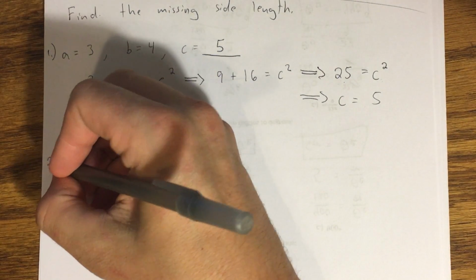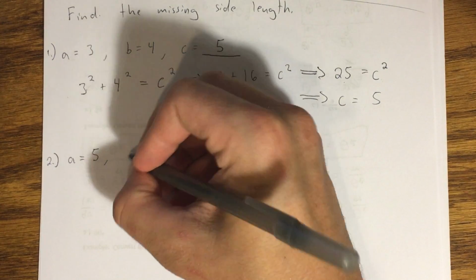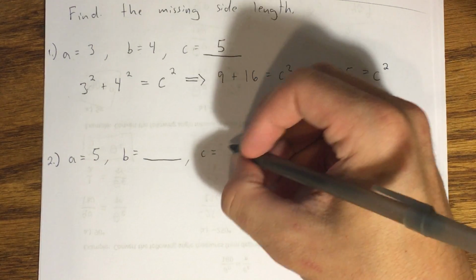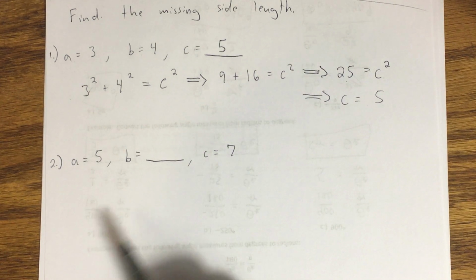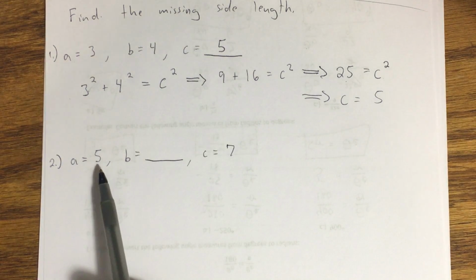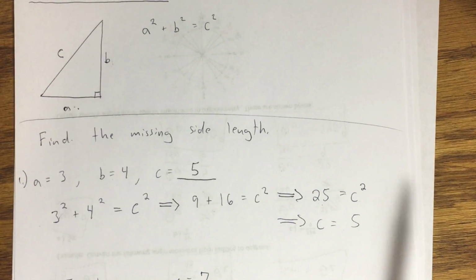Let's do one more. Let's suppose we have A equals 5, and B is going to be the missing piece in this one. And then let's make C equal to 7. Okay, 5 and 7, and we're looking for B. It's important to remember that these three values, A, B, and C, are not just arbitrary lengths on the right triangle, but rather A and B are the legs, C is the hypotenuse. That's important because you need to make sure the correct numbers go into the correct part of the Pythagorean theorem.